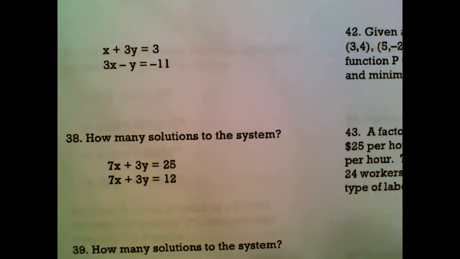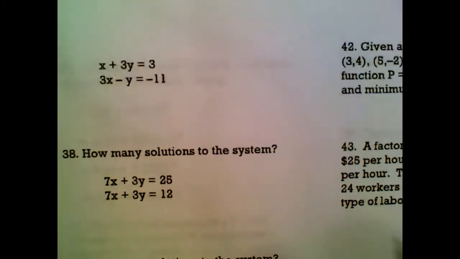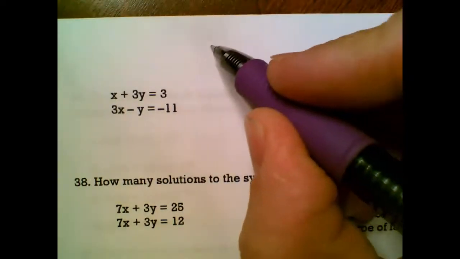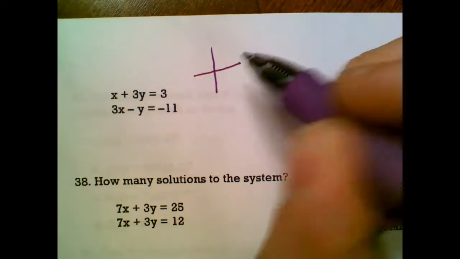Okay, these next three problems on page 4, the first three problems of page 4, ask how many solutions there are to the system. Now there are three different responses to this. Remember, a system is really just two lines. So if we would think about this, if you had a system, you could have one option.